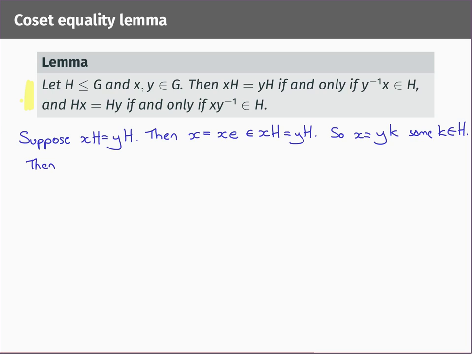So if I multiply that equation on the left by y inverse, I multiply both sides by y inverse, then on the left I get y inverse x. On the right, y inverse cancels out the y, and I just get k, which was an element of h. So we've proved if those two cosets were equal, then y inverse times x is an element of h. So we've done the first implication. Now we've got to do the other implication.